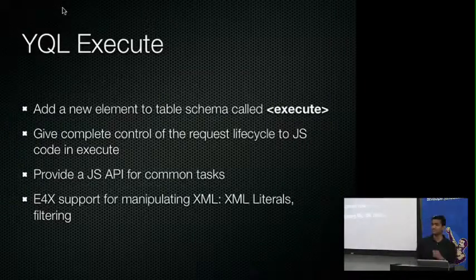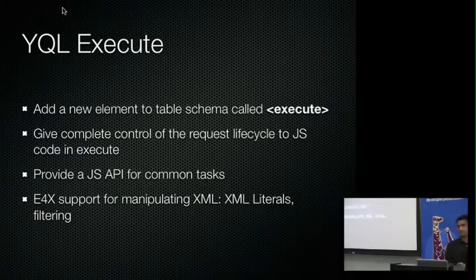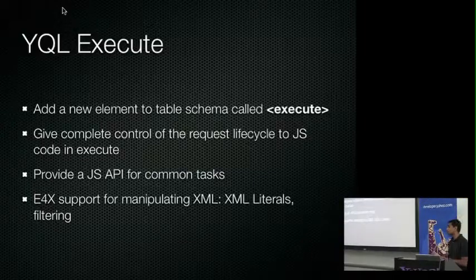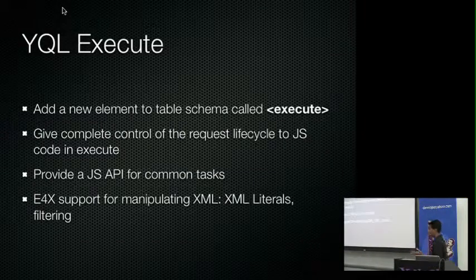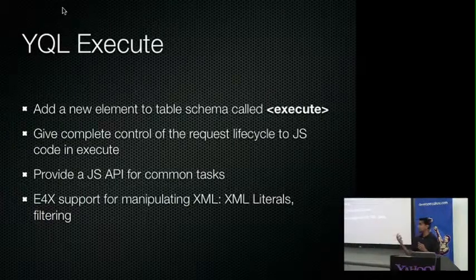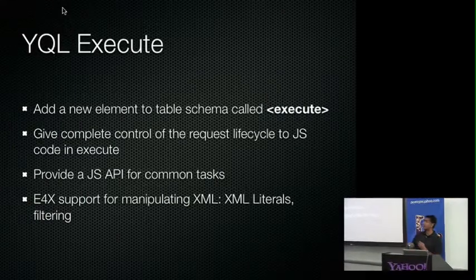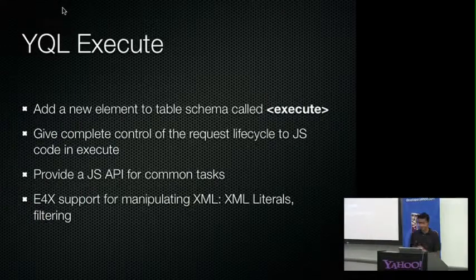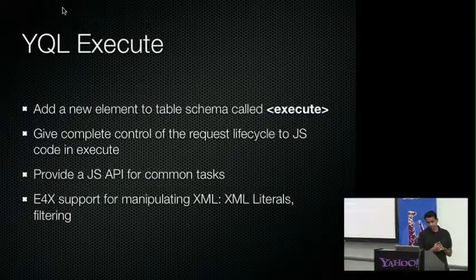The execute element gets total control of the request lifecycle. It can decide whether to process the request based on parameters. It can validate the parameters and say, no, I don't want to process this request, so I can return an error if I want to. Or it can make multiple web service calls. It can make multiple nested YQL calls, as I'll show in the later slides.